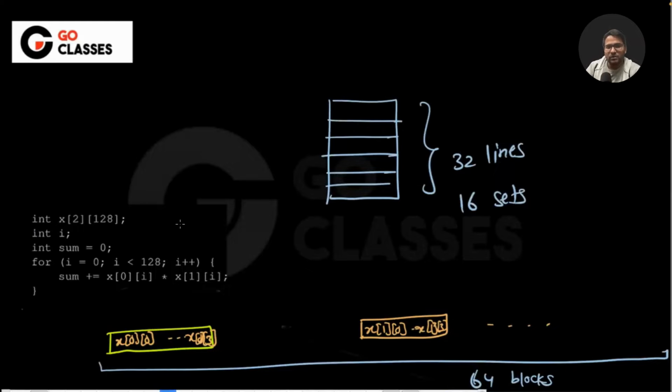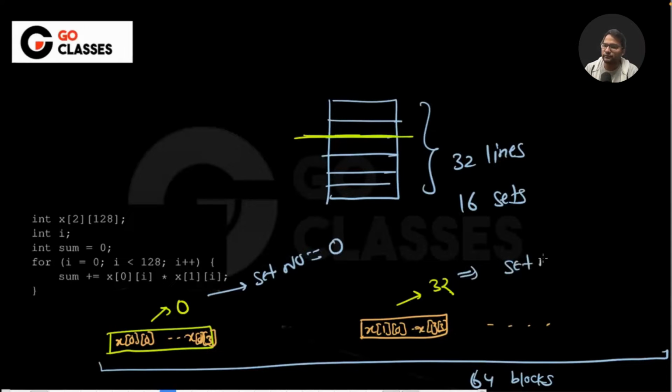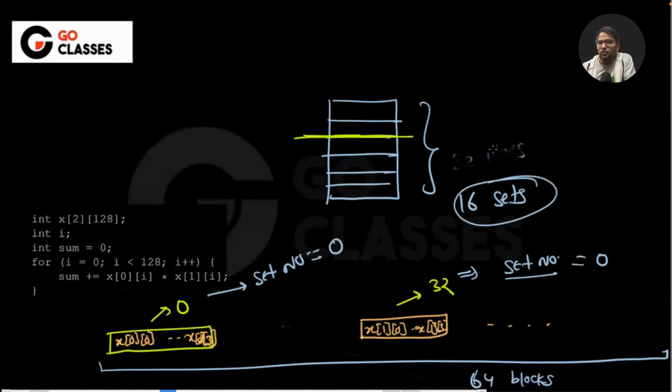Okay. So if you are, let's suppose, accessing this block number 0, this is block number 32, then what will happen? This block number 0 will be mapping to set number, can you tell me, set number 0? This will be mapping to set number 0, right? Set number 0 again. Why? Because there are 16 sets, right? Since there are 16 sets, it will again be mapped to set number 0. Is this okay to everyone?